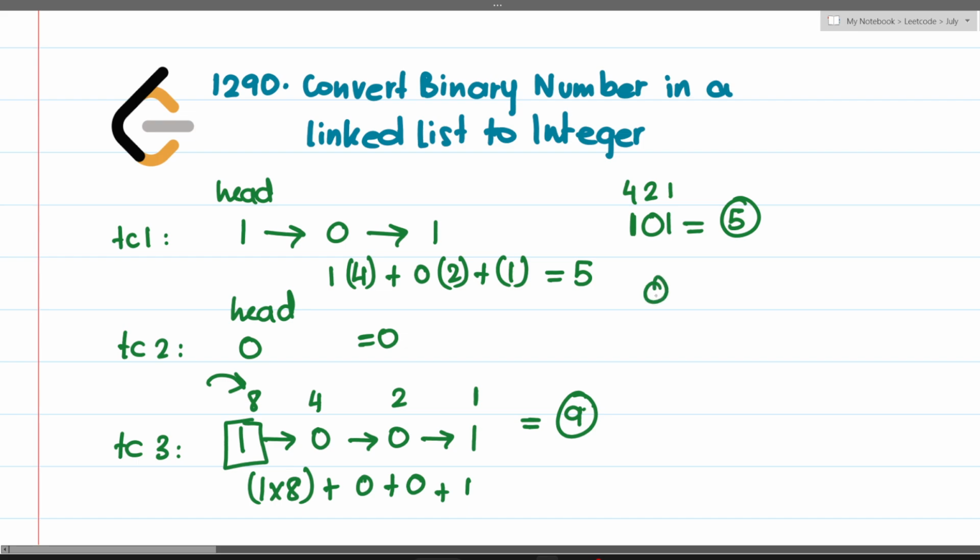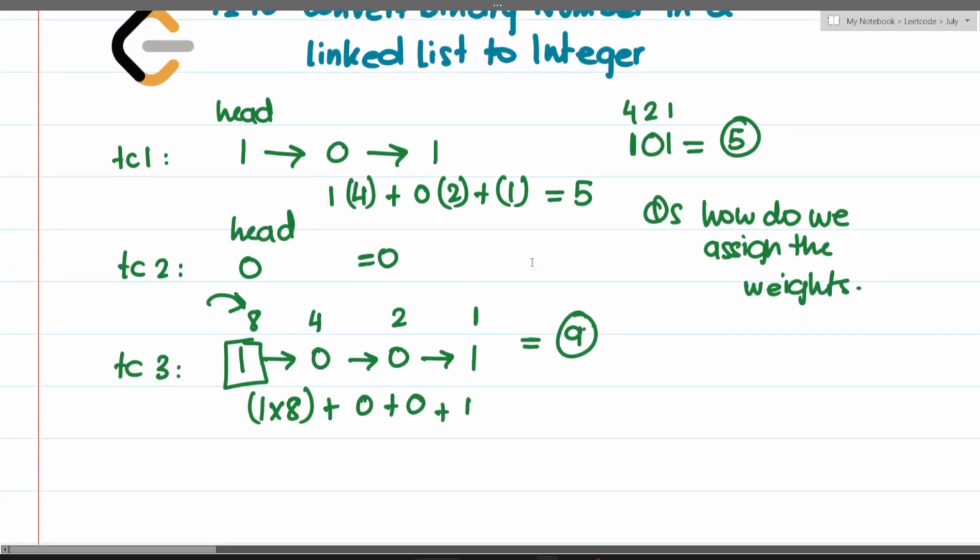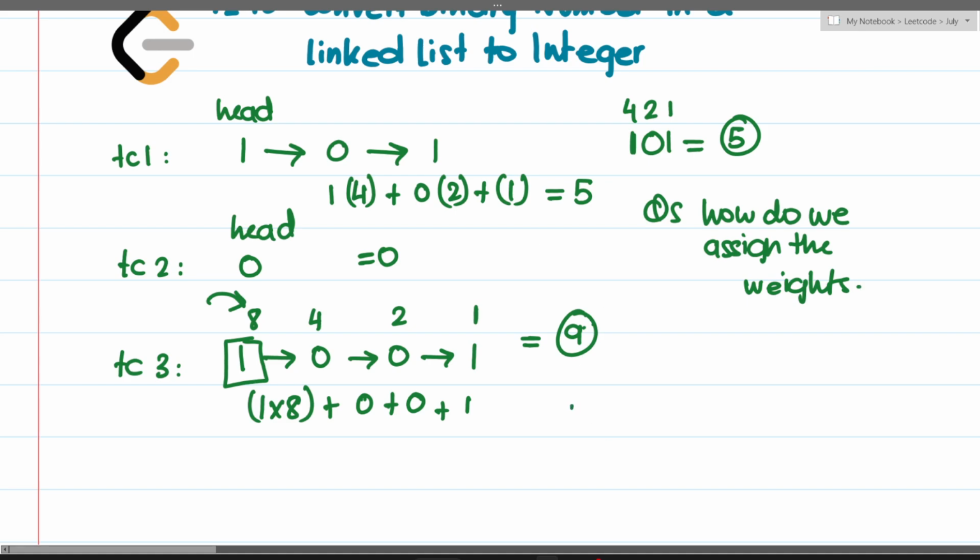Now the question is how do we actually assign the weights? If you think about it, there can be a very simple two-pass approach, right? So first of all, you count the number of nodes that you have. For example, if I have 1 0 0, I will create a temporary pointer which is known as temp, and I will just count however many nodes that I have.